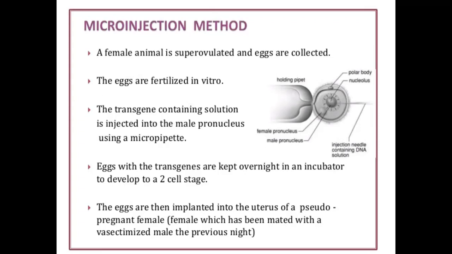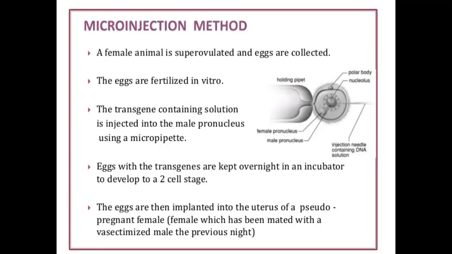In vitro means we place the eggs and fertilize them in a medium. Then the solution containing the transgene is taken in the test tube, and we inject it into the male pronucleus using a micropipette. This is mainly for the fertilization. The eggs with the transgenes are kept overnight in an incubator. So everything we are doing in vitro, which means outside the animal, in the test tube.